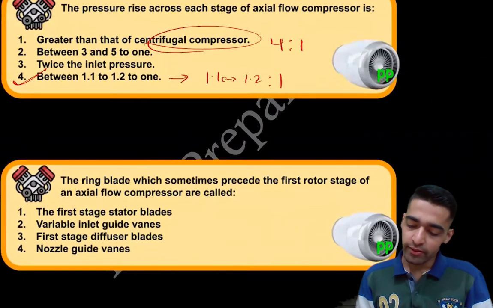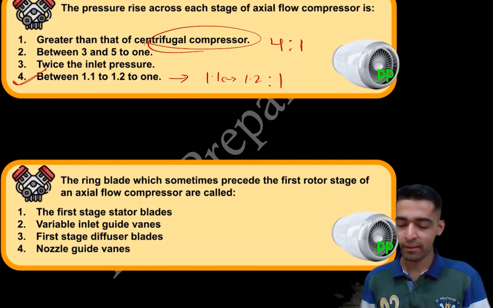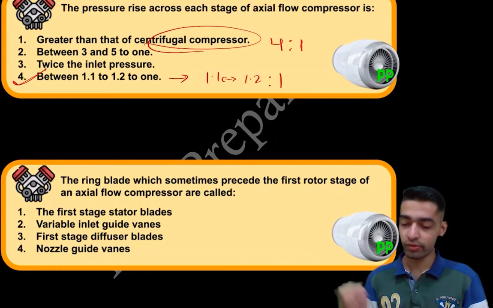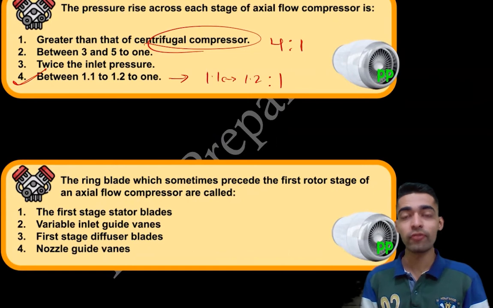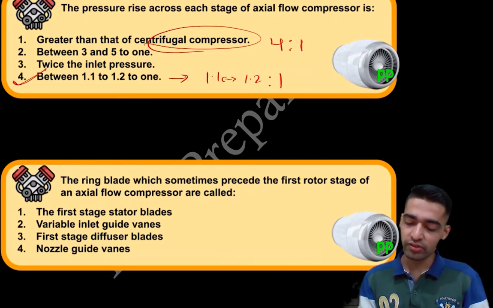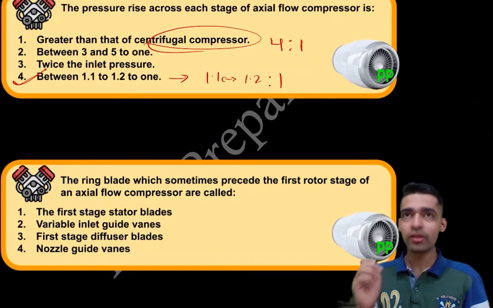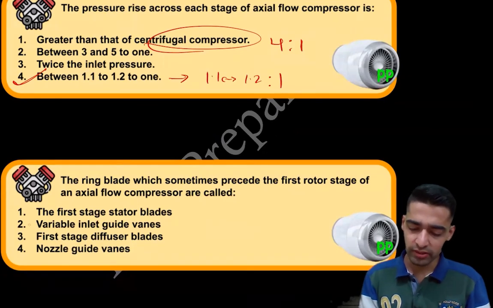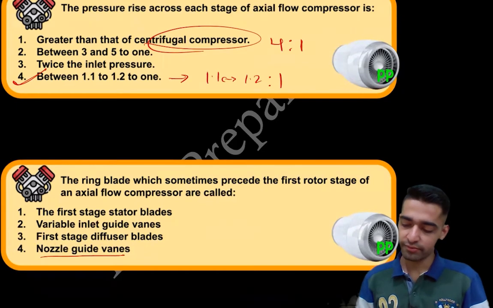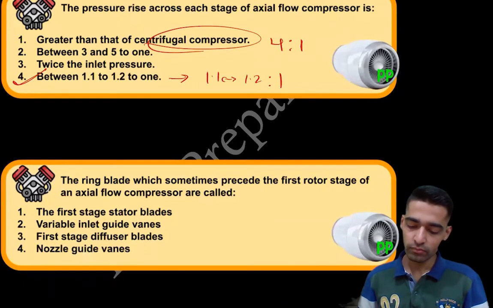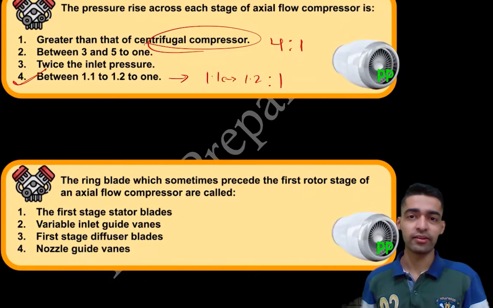Now the ring blades, which sometimes precede the first rotor stage of an axial flow compressor, are called what? You might not know this because this is something I wanted to cover with the question itself. The options are: first stage stator blades, variable inlet guide vanes, first stage diffuser blade, and nozzle guide vanes. What should be the answer?